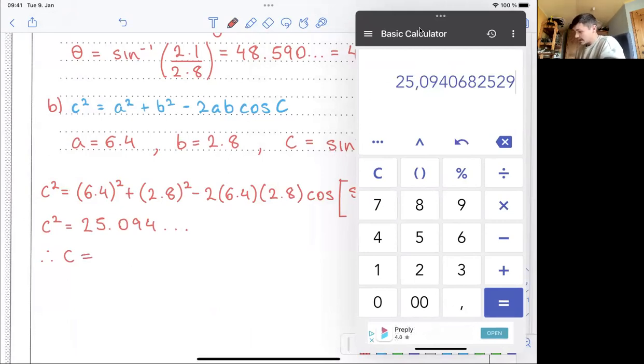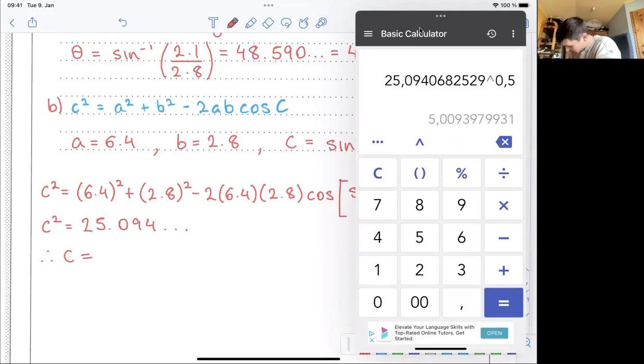Therefore C is going to equal the square root of this answer. If you're familiar with your indices laws, to take the square root of a number, you can just put it to the power of a half or 0.5. So that's what I'm going to do here, and that gives me the answer of 5.009... To three significant figures, we would write 5.01 meters. And there you have the answer to part B.